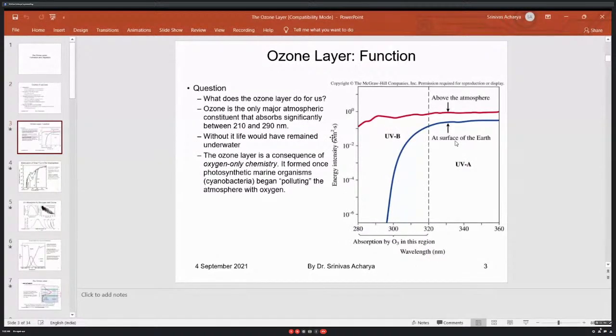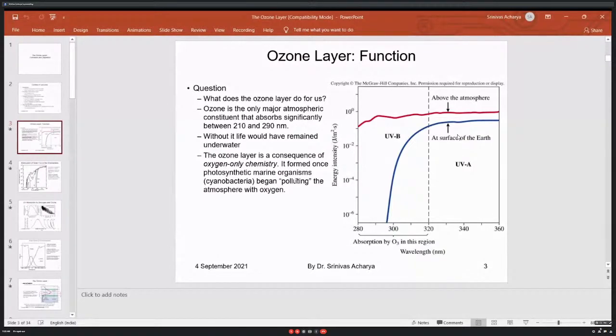First is the ozone layer. When you see the ozone layer, the first question that arises is, what does the ozone layer do for us? We know that the ozone layer is the only major atmospheric constituent that absorbs ultraviolet region energies, or photons, or light energies. The ultraviolet region starts below 340 nanometers. You can consider 280 nanometers to 315 nanometers as the intermediate ultraviolet region of the spectrum, that is called the UVB spectrum.